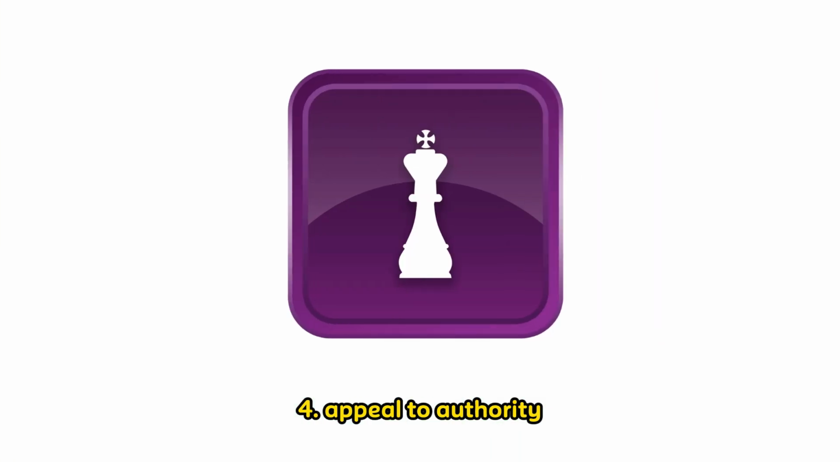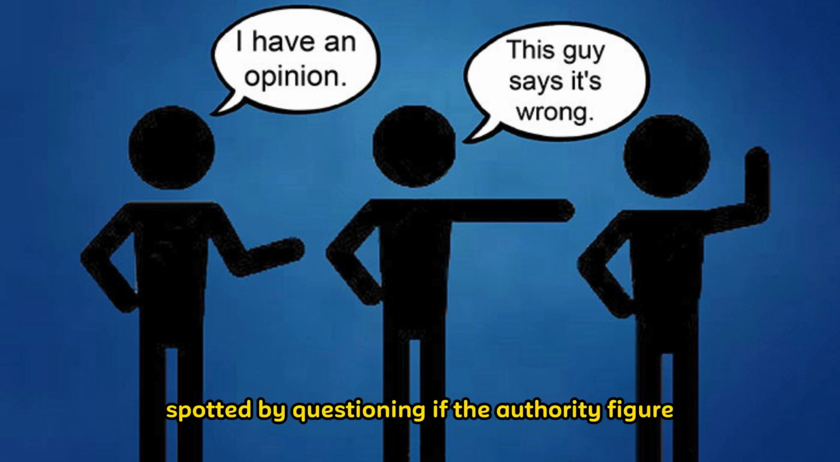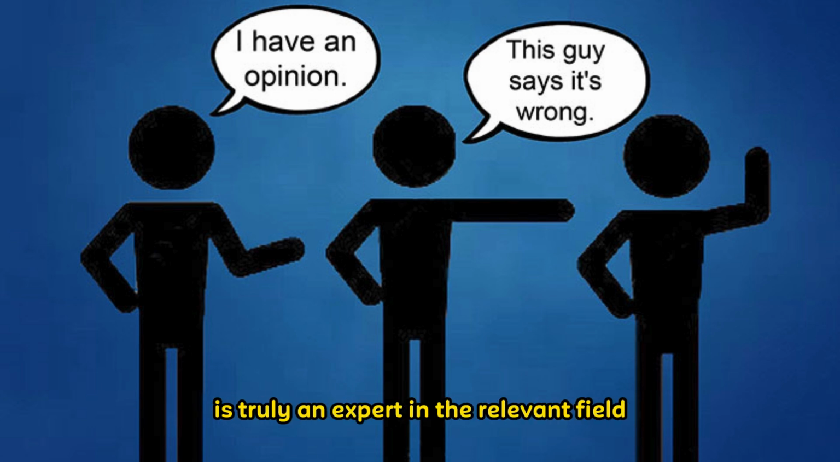4. Appeal to authority. The appeal to authority fallacy relies on an expert's opinion rather than solid evidence. Spot it by questioning if the authority figure is truly an expert in the relevant field.